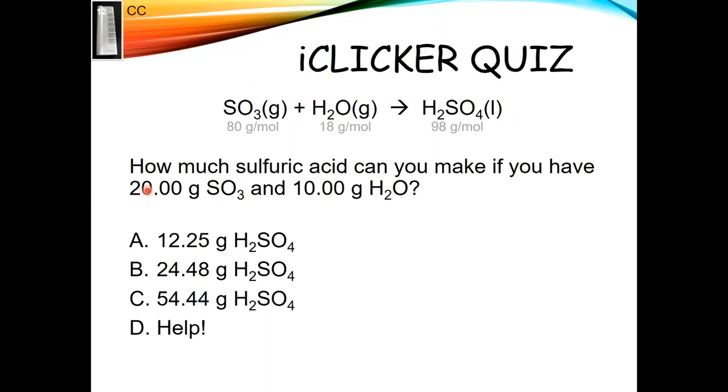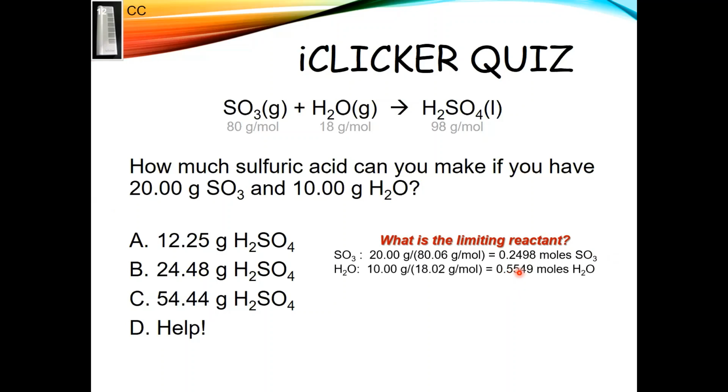So we're going to have to take our 20 grams of SO3, turn that into moles, and we have 0.2498 moles of SO3. Now let's figure out how many moles 10 grams of water is. That is 0.5549 moles of water. Now in this equation up here, we should have 1 mole of SO3 for every 1 mole of water. But our actual ratio, as we can see, is a little off. Our actual ratio is we have 1 mole of SO3 for every 2.2 moles of water, which means that our SO3 is going to be our limiting reagent.